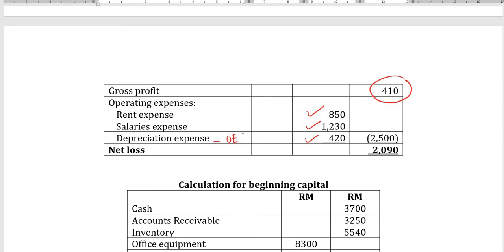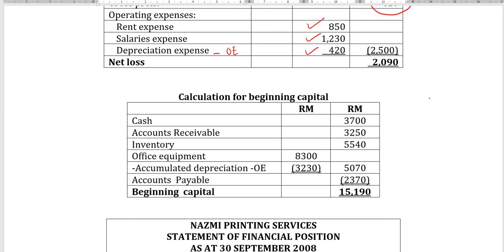Okay, so we calculate the beginning capital. So beginning capital is cash, accounts receivable, inventory, office equipment 8,300. This has no problem because we do not know when it was bought. So consider the amount given is actually the beginning balance. Okay, after that we will minus accumulated depreciation because you want to find the latest balance as at the 30th. How much is actually your office equipment? So this is the office equipment at the opening balance. And then you have only one liability, so we minus, so we get the beginning capital 15,190.